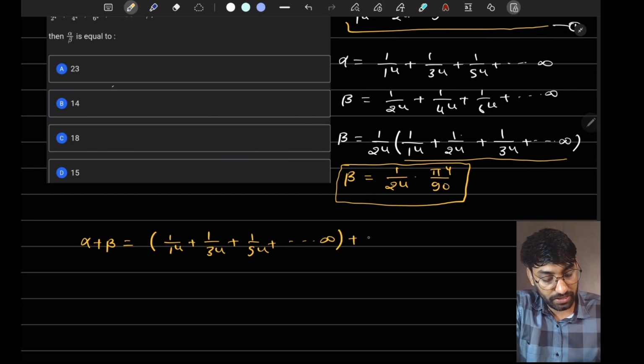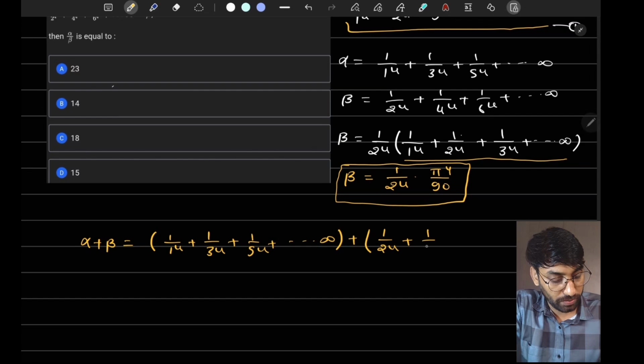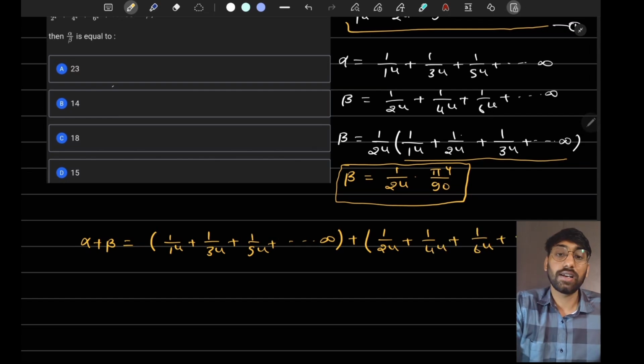And similarly, beta value is what? Beta value is nothing but 1 by 2 power 4 plus 1 by 4 power 4 plus 1 by 6 power 4 till infinity. Correct? I hope this idea is clear. Now see one more thing.